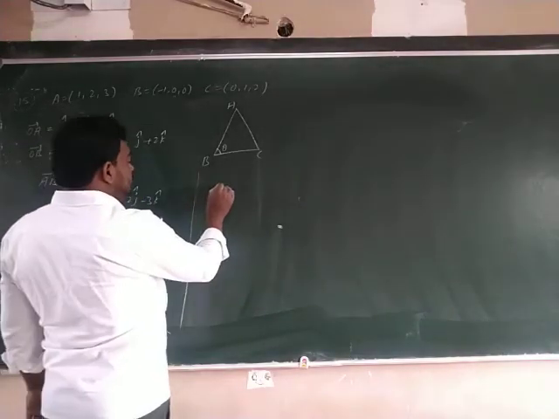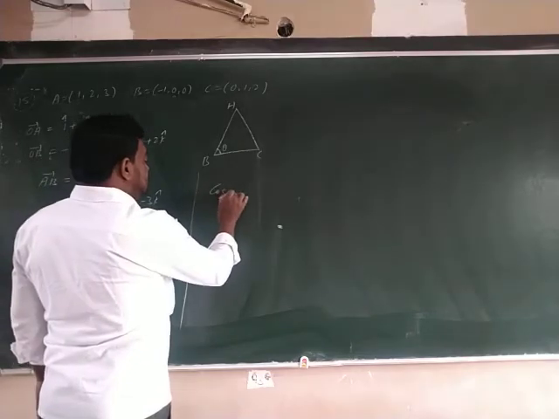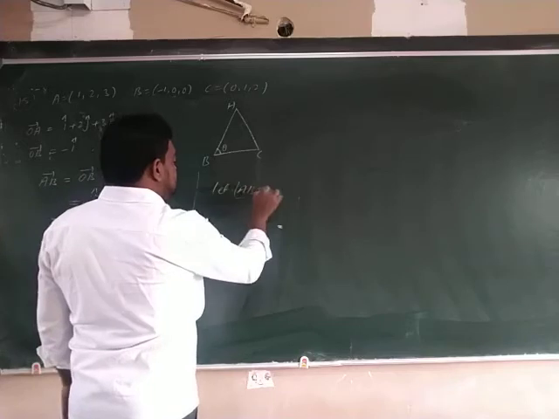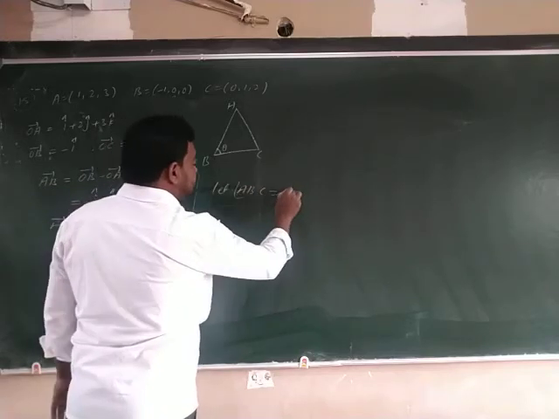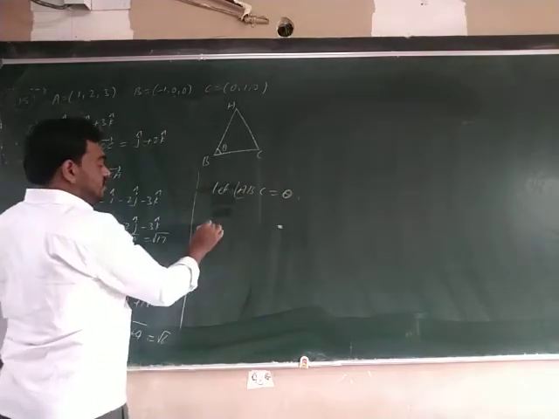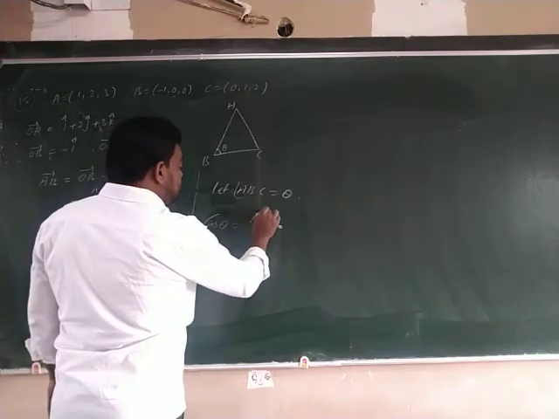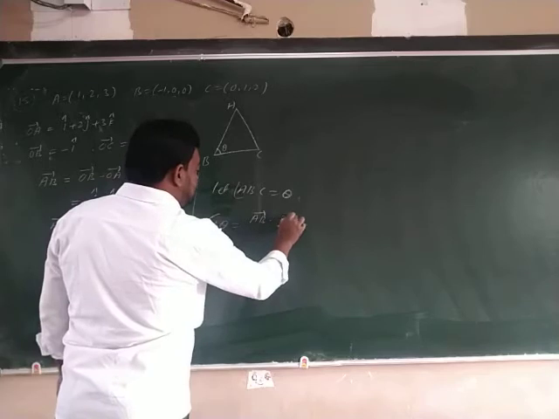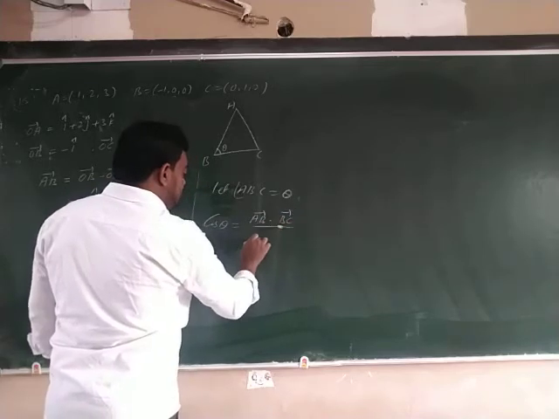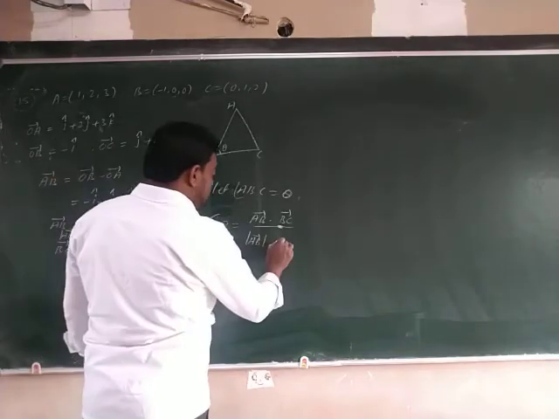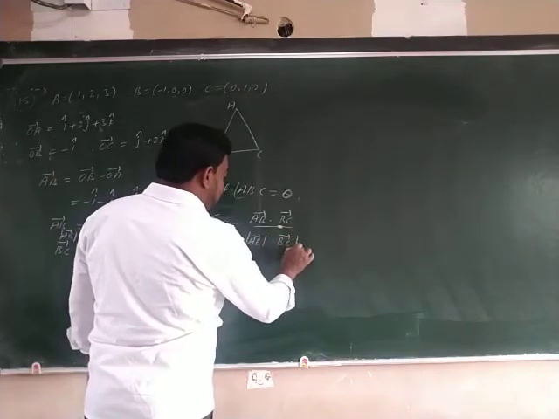Now cos theta is equal to, again let angle ABC be equal to theta. Angle ABC equals theta. Then cos theta is equal to vector AB dot vector BC by magnitude of vector AB into magnitude of vector BC.